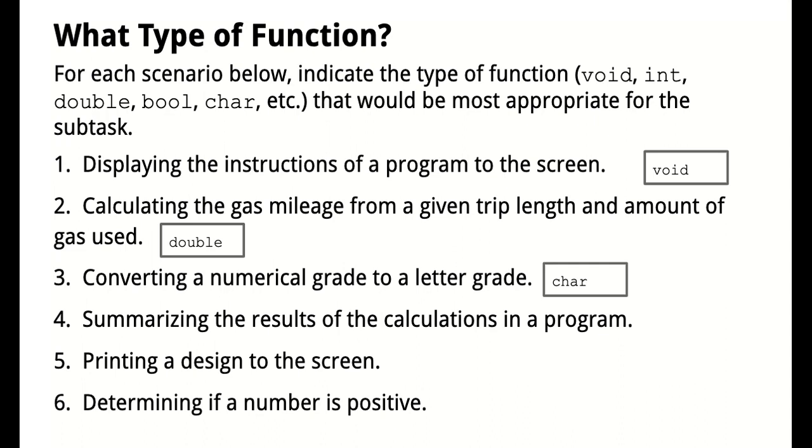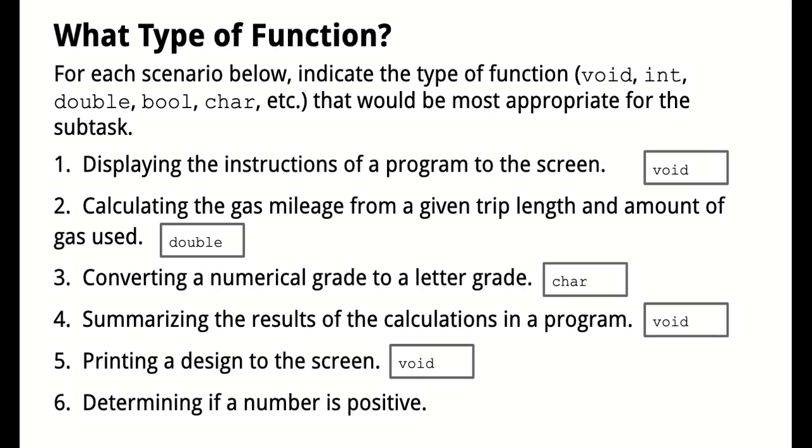If you just wanted to summarize the results of some calculations in a program and you weren't actually giving a calculation value back, that's good for a void function. If you wanted to print the design to the screen again, the keyword here is probably printing. Void would be good for that too, because there's no meaning to returning a specific value there.